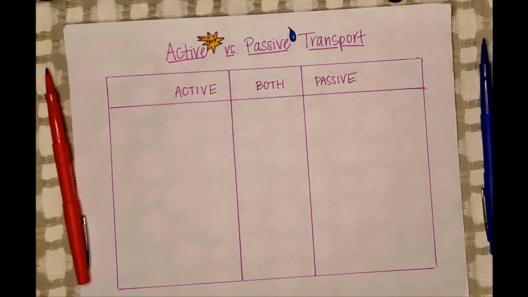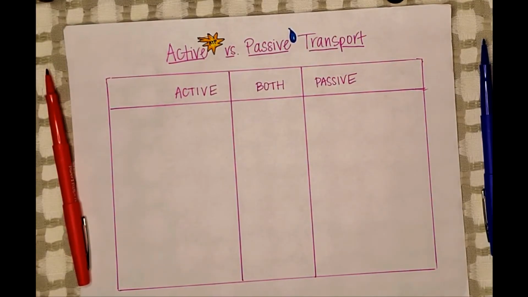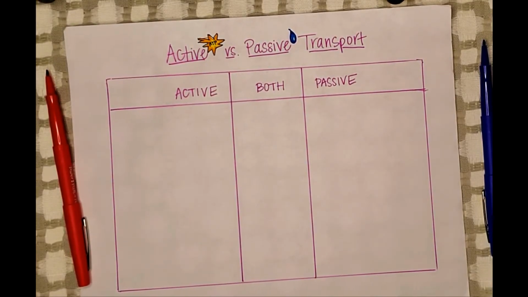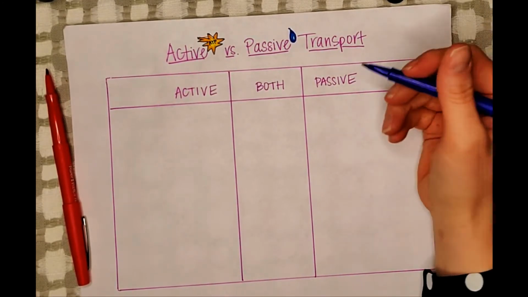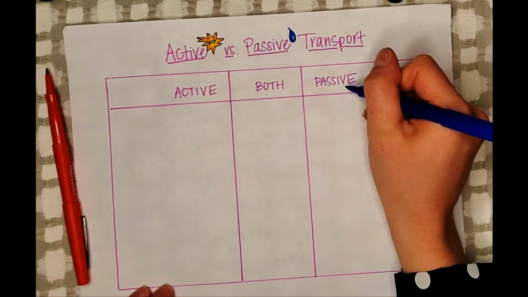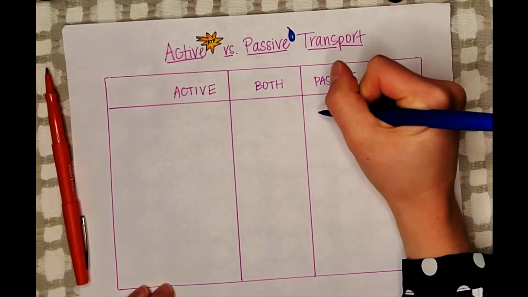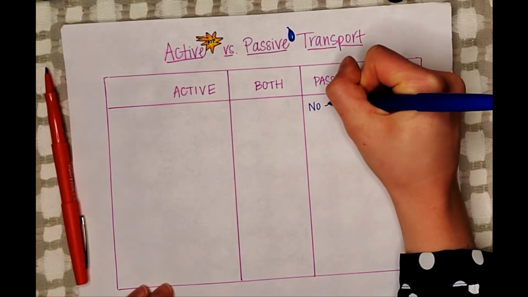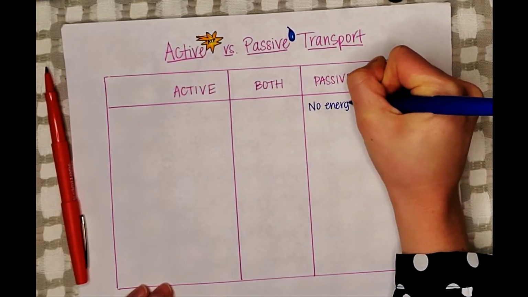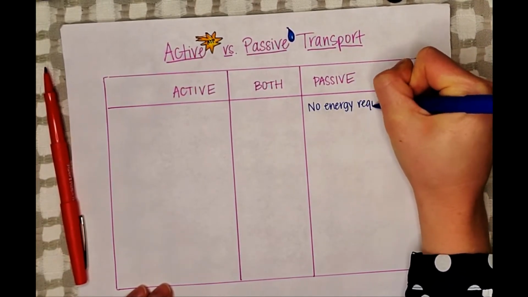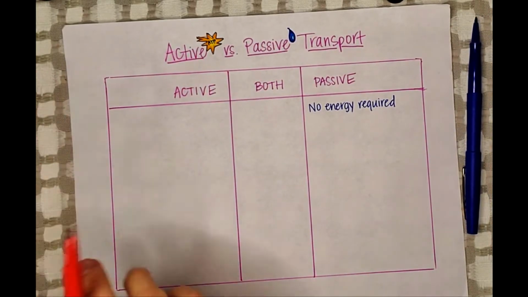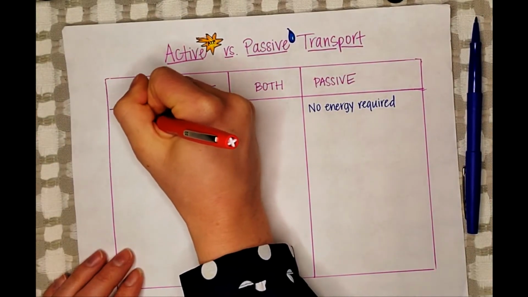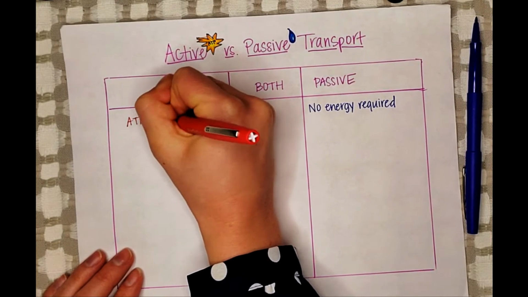Let's go ahead and compare and contrast active and passive transport. When we look at these, we need to think first about the energy that's required. Passive transport is kind of what it suggests. It's passive. There's no energy required. So we're going to say this, no energy required. Active is just the opposite. We need ATP energy in order for the process to occur.